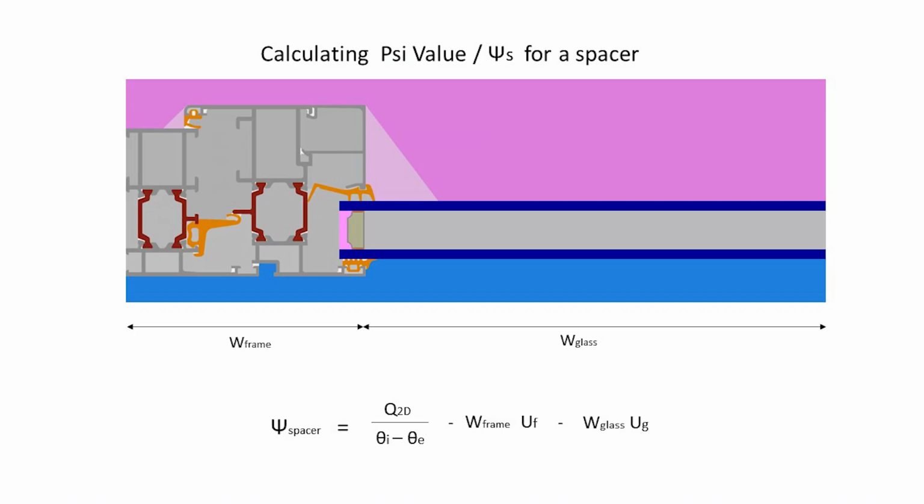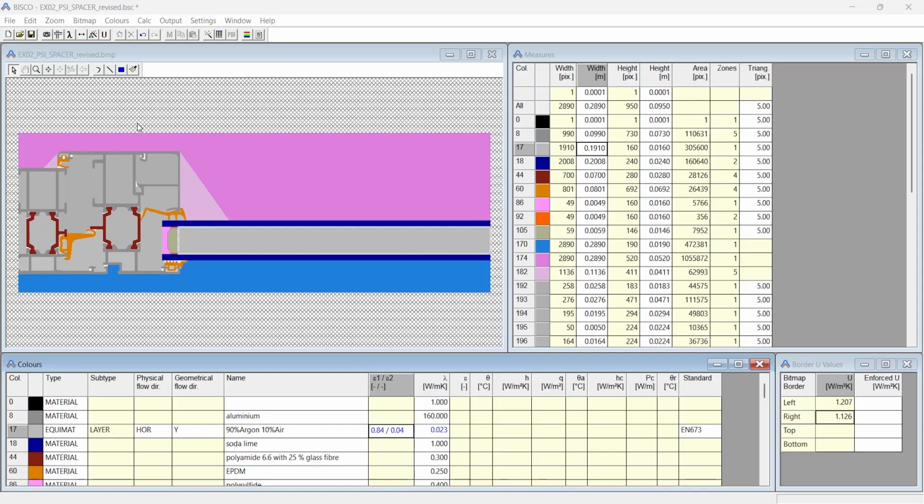Now we need to know the psi value of the spacer. For this, we calculate the 2D heat flow for the complete geometry divided by the temperature difference, and then subtract the width of the frame multiplied by the UF value of the frame, which we calculated in the previous video. Then subtract the width of the glass multiplied by the UG value of the glass, which is the border U value on the right-hand side.